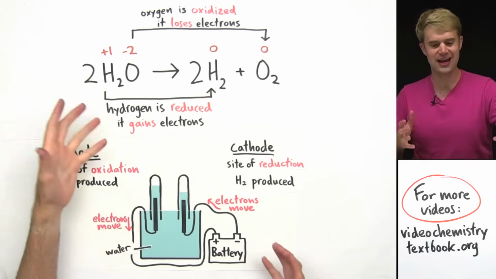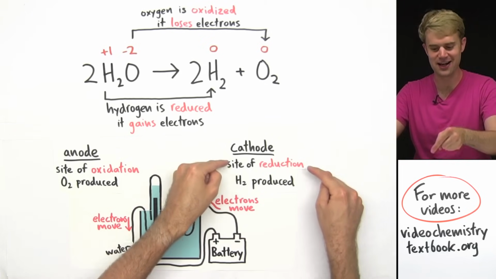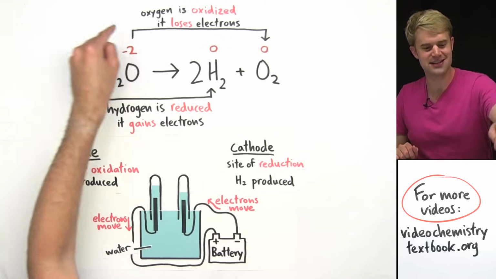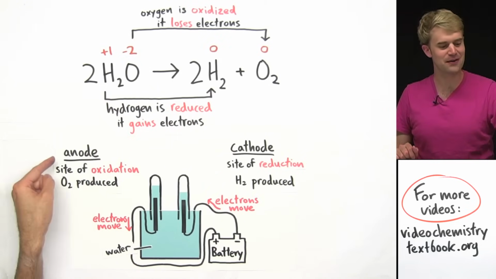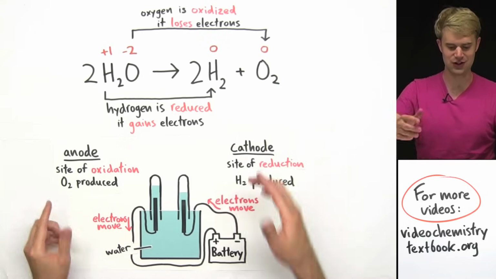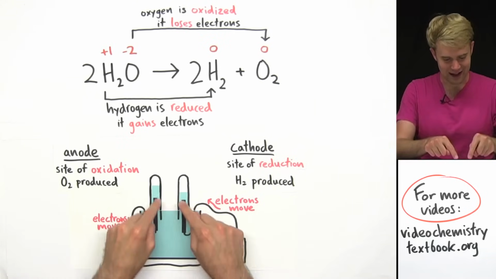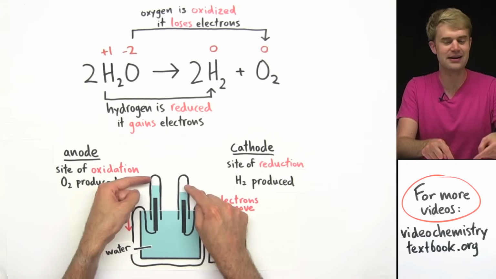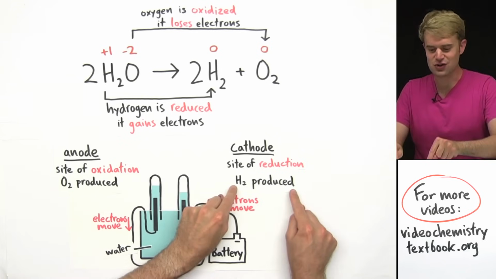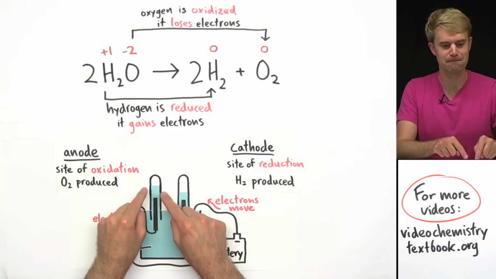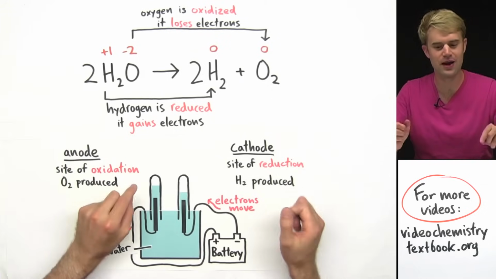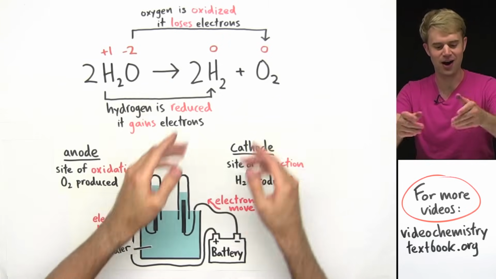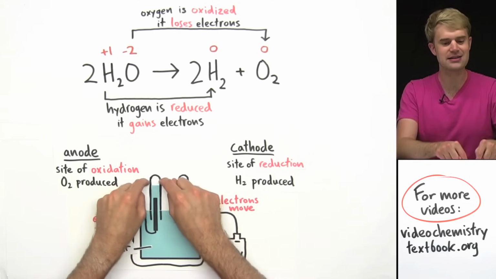Hydrogen is reduced, it gains electrons, this happens at the cathode, the site of reduction, and H2 is produced there. Then oxygen is oxidized, it loses electrons, this happens at the anode, the site of oxidation, where the oxygen is produced. We got these two electrodes in these upside down test tubes, and the gas, the hydrogen and oxygen, collects at the top. And we've seen that we get twice as much hydrogen gas as oxygen. And that's just because in our balanced chemical equation, there's a ratio of 2 hydrogens to 1 oxygen. So that is why we get twice as much hydrogen here as oxygen here.